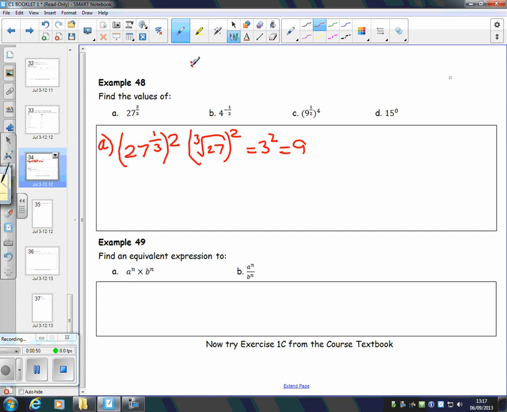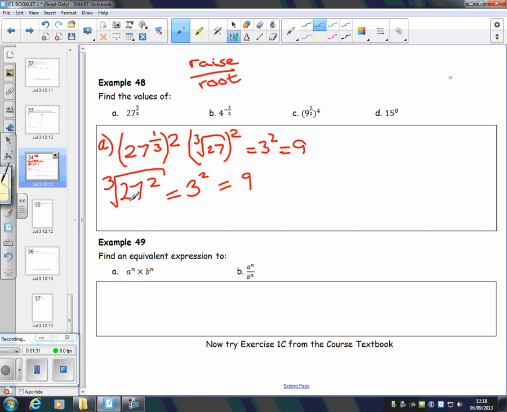Another way you might do it is raise over root, if you remember this rule. With fractional powers, the top number or the numerator is 2, so we raise it to the power 2, and the denominator is 3, so we take the cube root of 27 squared. Now it's much easier to cube root 27 first before squaring 27. So if we cube root 27 we get 3, and then square it, we get 9.